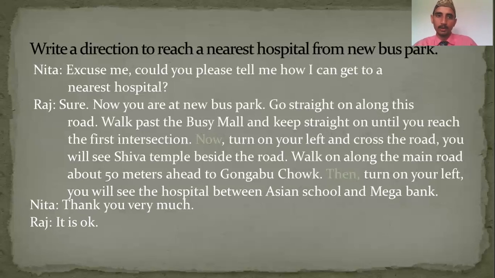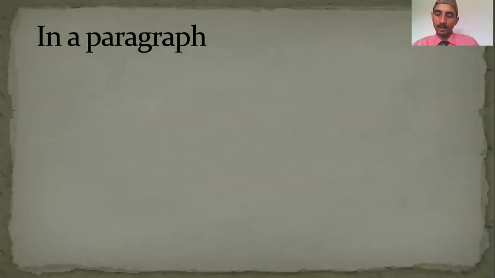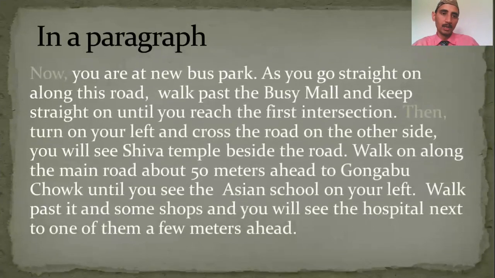So talking about the direction. Okay, now you learned how to give direction, right? So how do you write the direction? Okay, in 2 ways. First, in a dialogue way. Second, in a paragraph way. Dialogue way you already learned. Now let's see how it is written in paragraph. So everything is same here except the characters. So omit the characters and write only the answer. So this one is the direction.